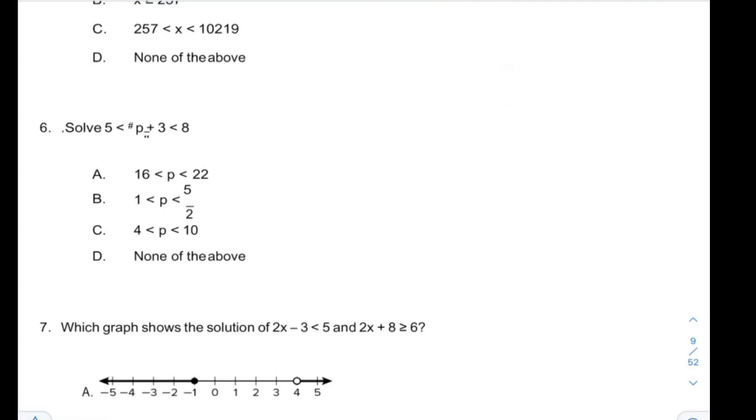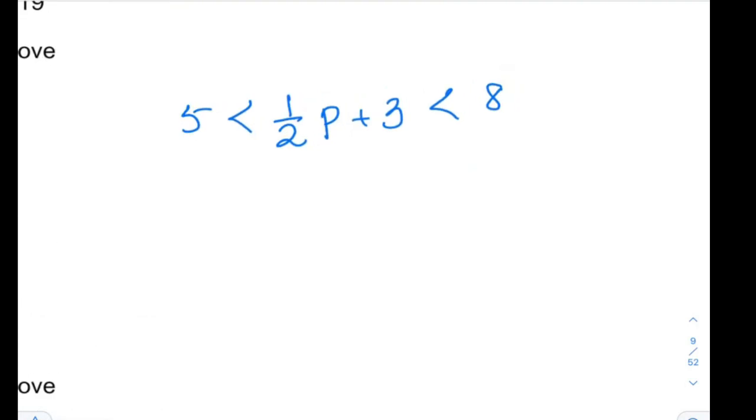Let's see this question. Solve 5 less than 1 over 2 p plus 3, so it is 5 less than 1 over 2 p plus 3 less than 8. How can we solve it? First, get rid of the minus and the plus. So we will subtract 3 everywhere. So it is 2 less than half p less than 5.